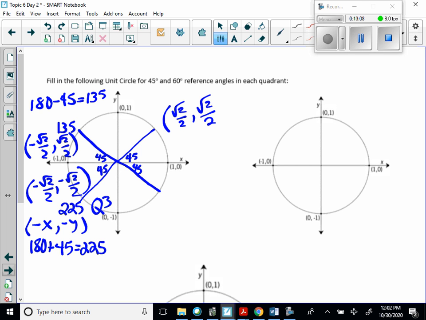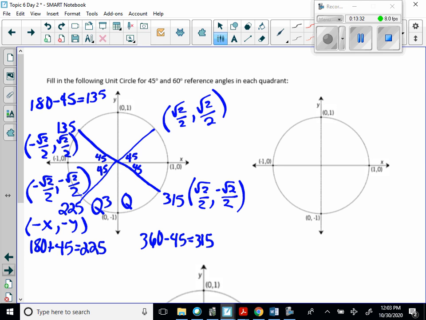And then last but not least, this would be 360 minus 45. That would give us 330, or 315, I'm sorry, 315 here. And remember that this would be root 2 over 2, and then negative root 2 over 2, because this is Q4, and Q4 is x, negative y. So all the ordered pairs match except for the sign.